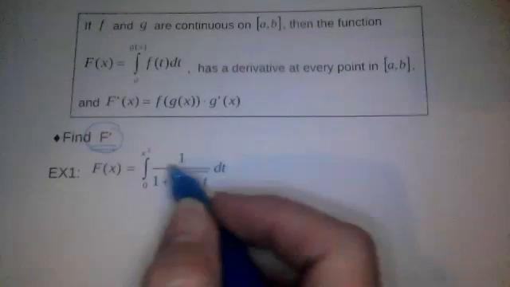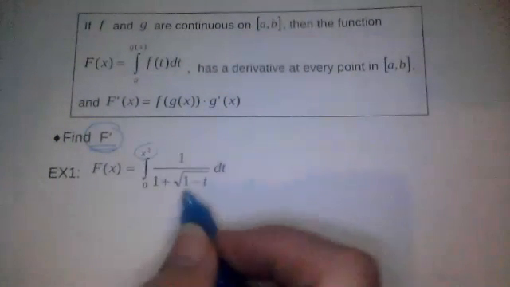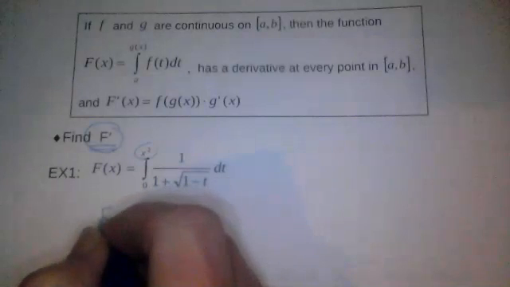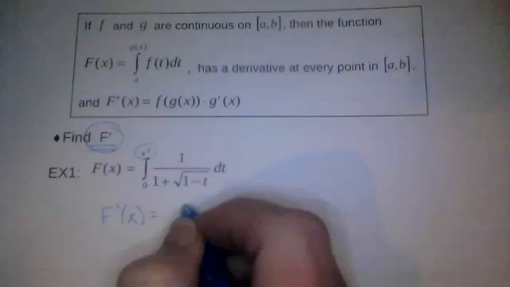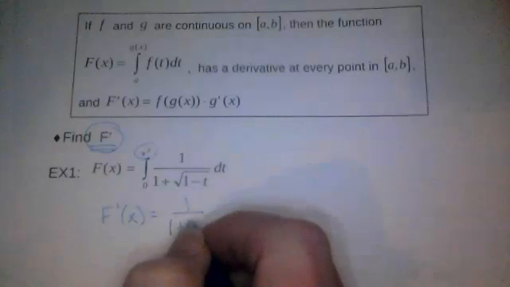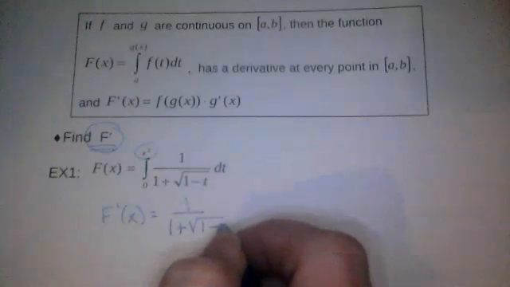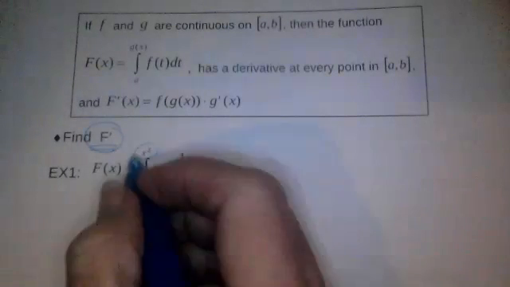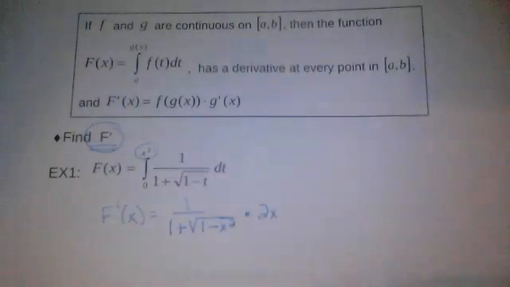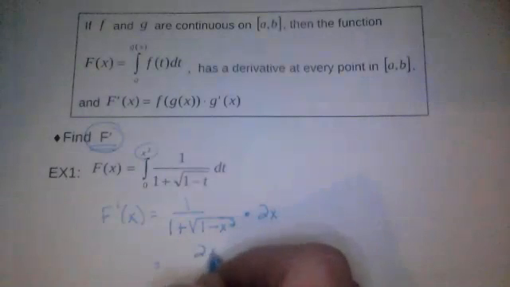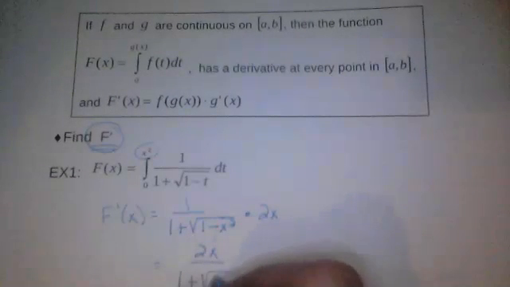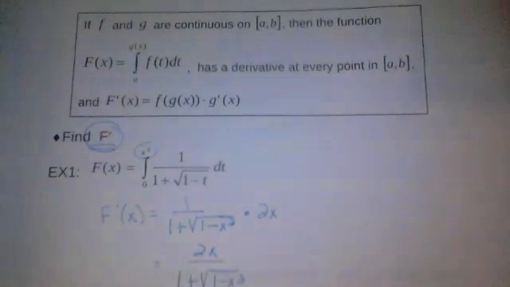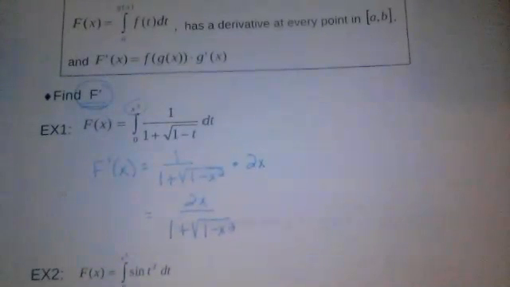So the theorem says that all we have to do is plug this in to our function. So f prime of x is going to equal 1 over 1 plus the square root of 1 minus x squared. Just put x squared right here, times the derivative of x squared, which is 2x. So we get 2x over 1 plus the square root of 1 minus x squared. Very, very simple to use. All right, let's look at the next example.